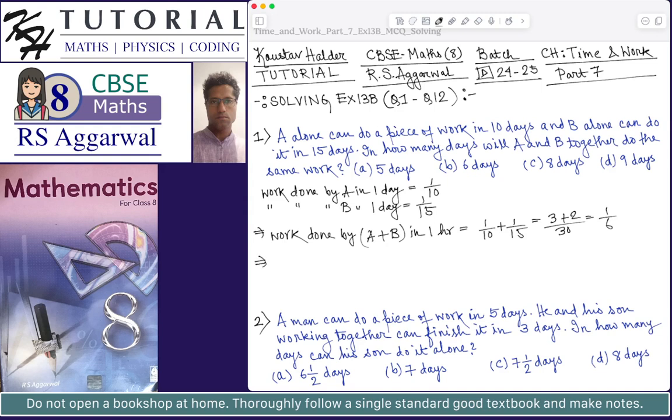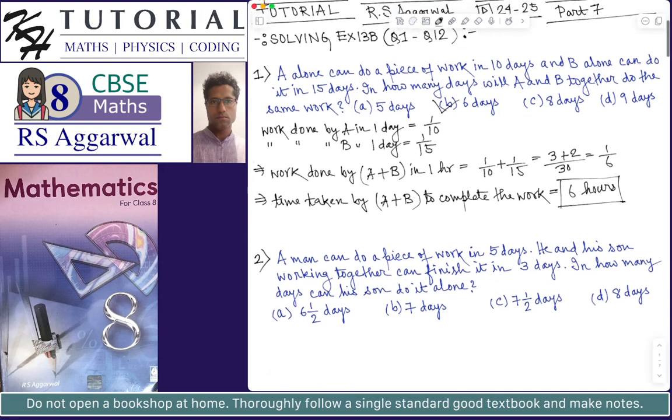Now hence we can say that time taken by A plus B, that is when both A and B are working together, to complete the work will be equal to 6 hours. Since we know that the work done in 1 hour by A plus B is 1 by 6, hence we can say the total work will be done by A plus B in 6 hours. So B is the correct choice.